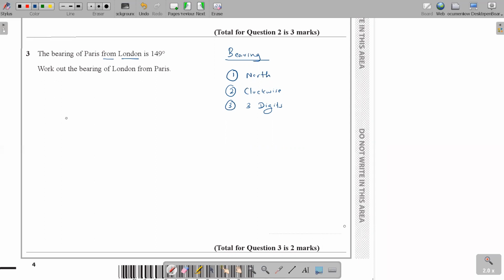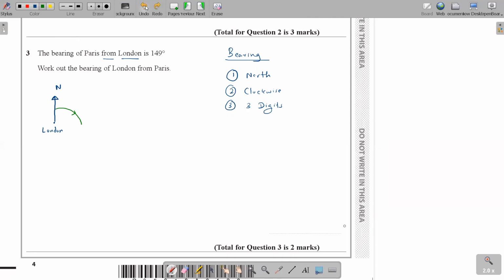So from where? So from London. London is your starting point. So from London, you draw the north. The bearing of Paris from London is 149 degrees. As you can see here, we measure our angles in the clockwise direction. So clockwise, so to the side of the clock, you can roughly measure 149 degrees.